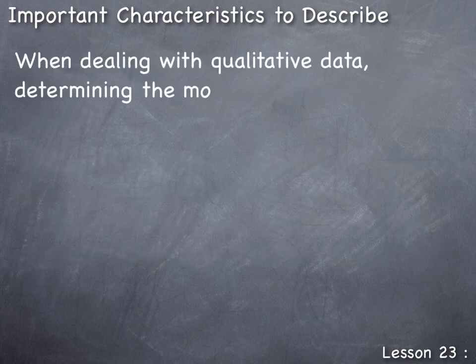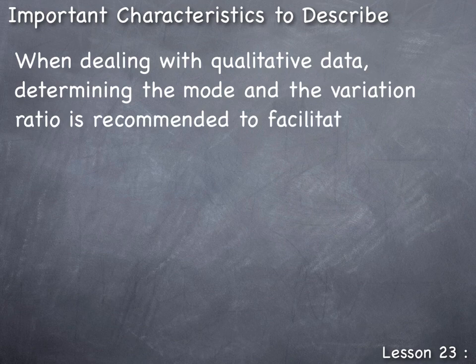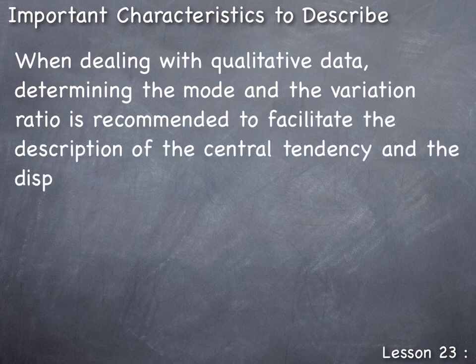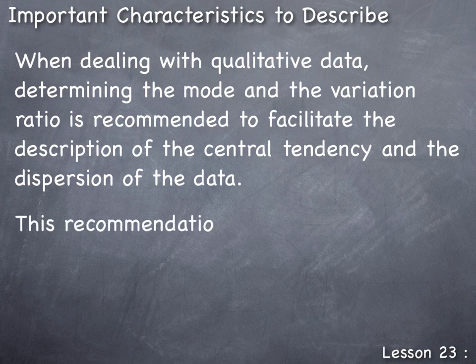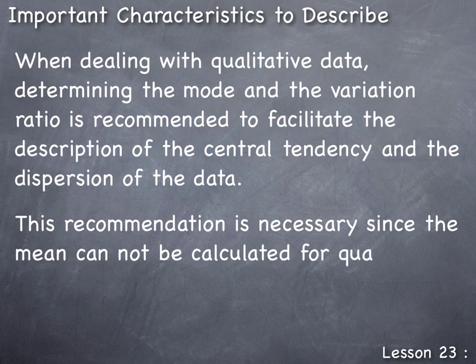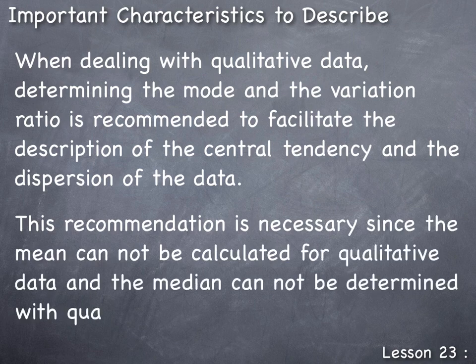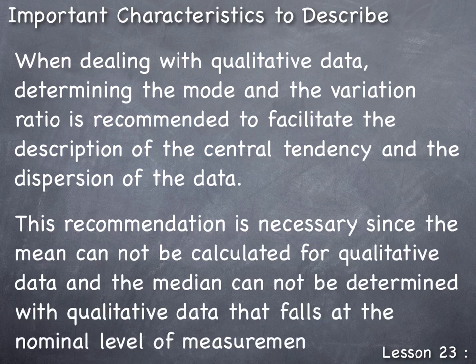When dealing with qualitative data, determining the mode and the variation ratio is recommended to facilitate the description of the central tendency and the dispersion of the data. This recommendation is necessary since the mean cannot be calculated for qualitative data, and the median cannot be determined with qualitative data that falls at the nominal level of measurement.